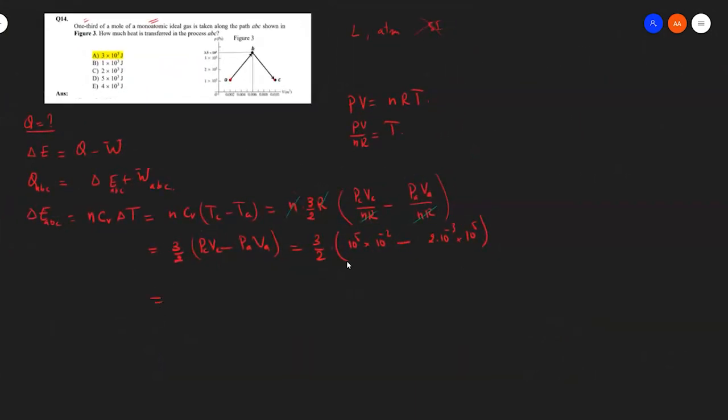Yes. So from here we get 3 over 2. This will give me 10 to the minus 3 directly, minus 2 times 10 to the minus 2. Sorry, 10 to the power plus 3, and here 10 to the plus 2. So it is 1000 minus 200, which is 800. 800 over 2 is 400. 400 multiplied by 3 is 1200. The unit is joule.